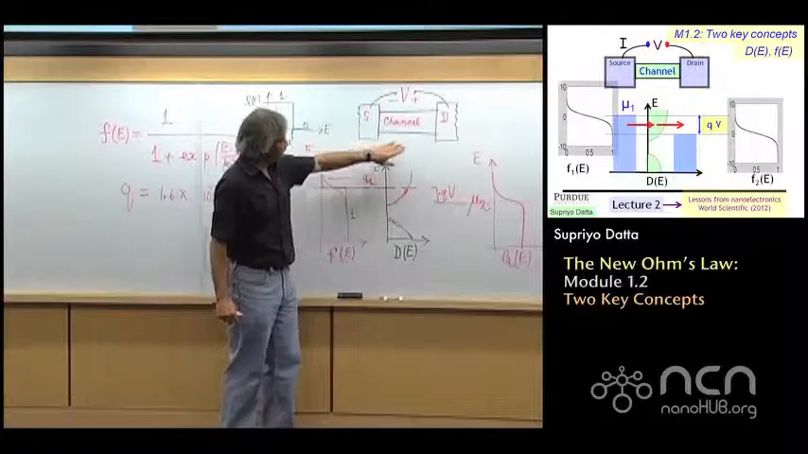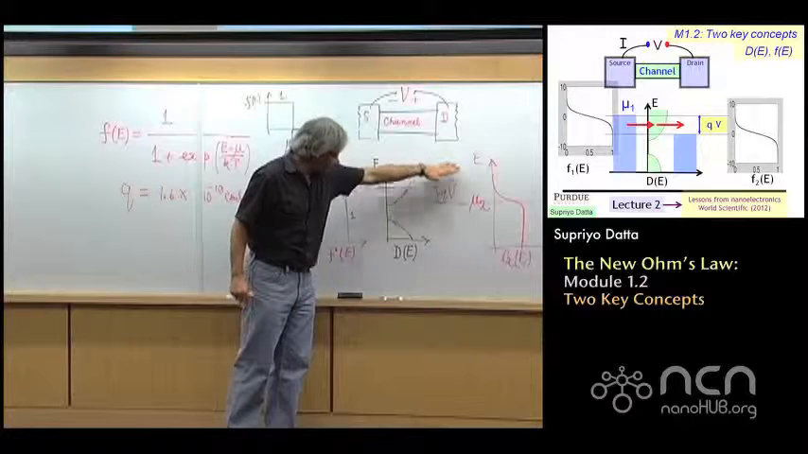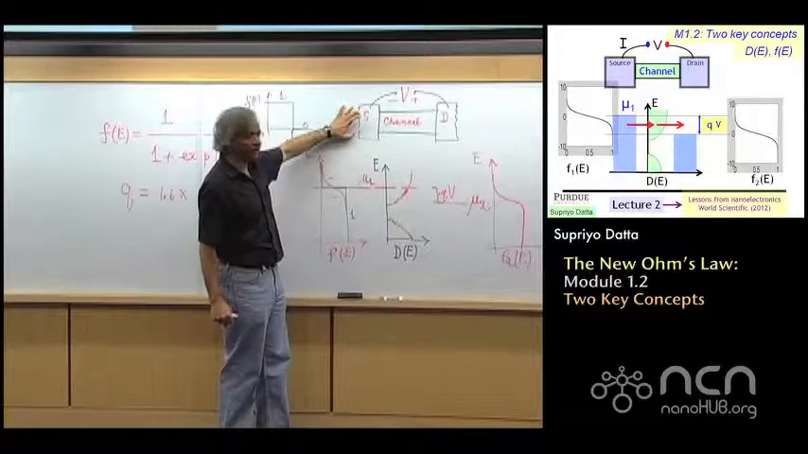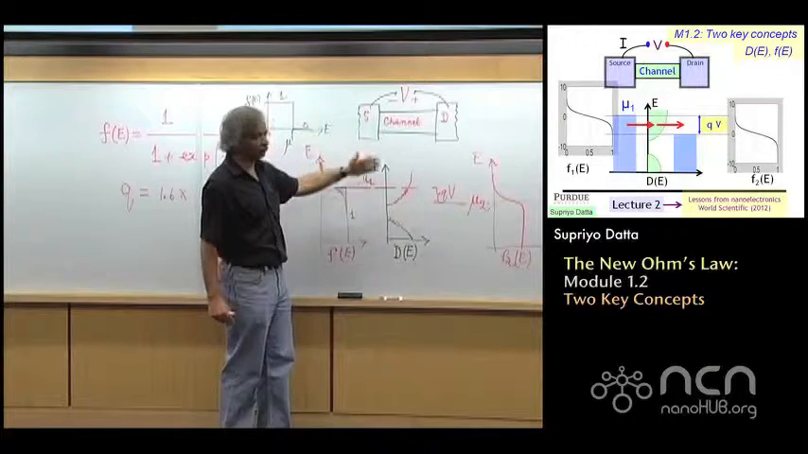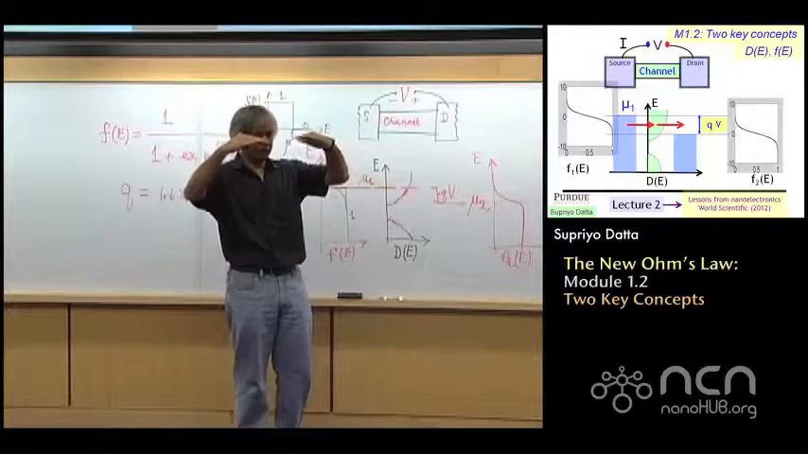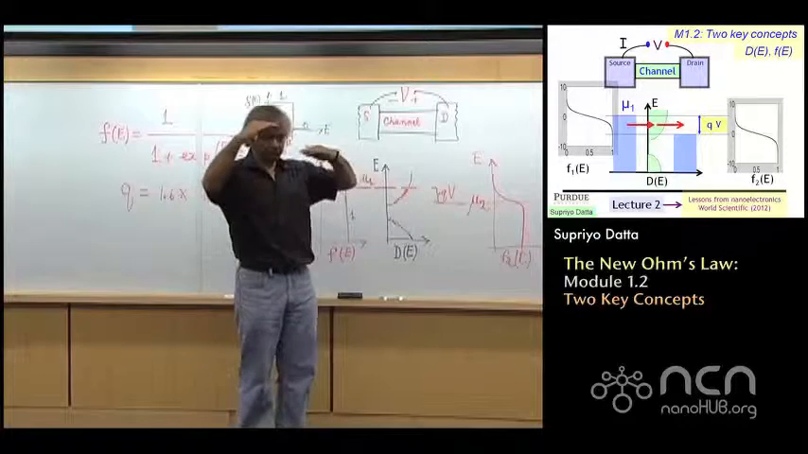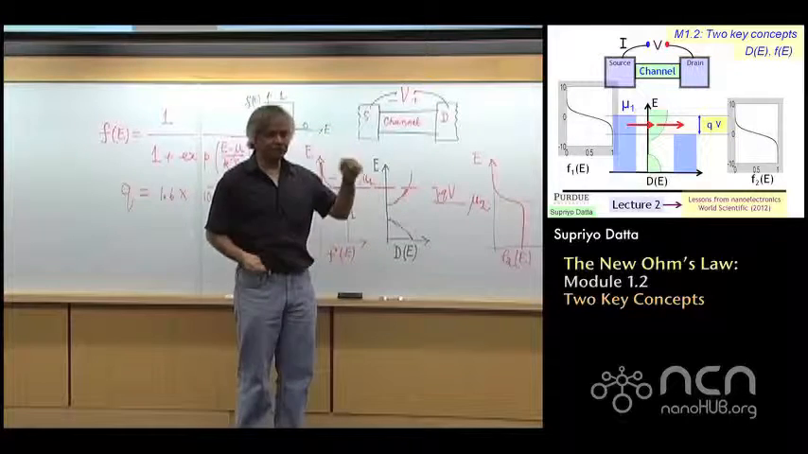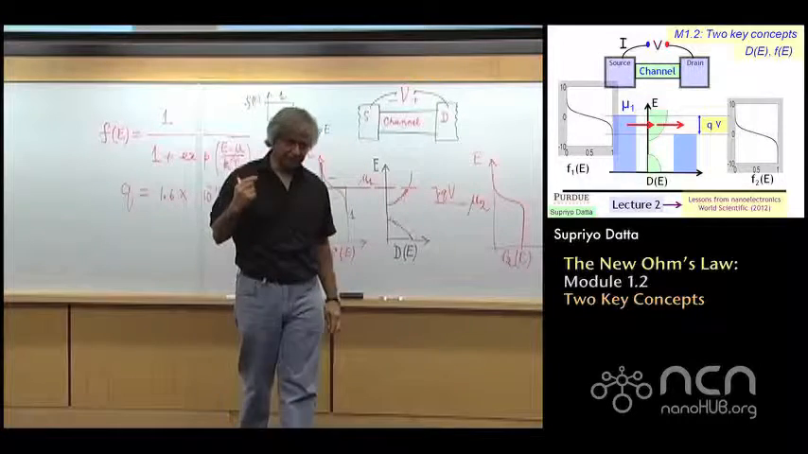And the point is that everything here is lowered by an amount QV compared to that contact. And that's when current flows. If the two mu's are the same, then no current will flow. When you have applied a voltage and separated them, that's when current can flow. And that's what we'll talk about in the next module.